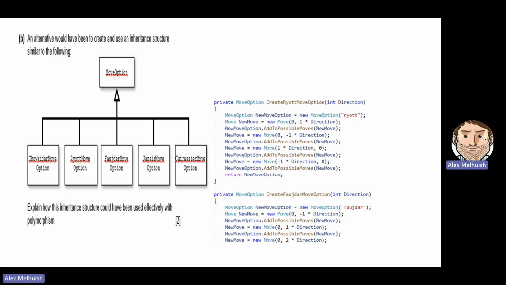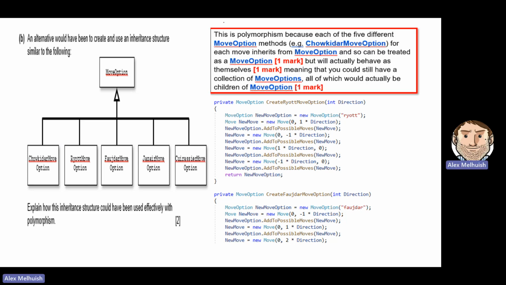So in terms of the mark scheme for this one, this would be polymorphism because we do have child classes. And the key thing they were looking to get across, I think, in terms of the understanding, is that these classes would still be treated as a move option, but they would be able to implement their own behaviors where appropriate.